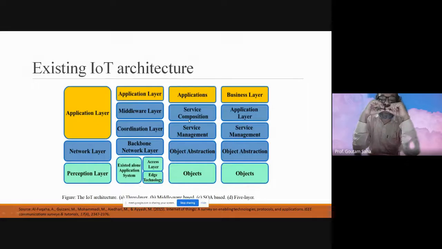Now, what is service composition? The problem of the IoT system is that the sensors can use different technologies. Some sensors can work on Wi-Fi, some are compatible with GSM, some with CDMA, and different sensors use different technologies. So you have to adapt the network heterogeneity, and you also have to adapt the data heterogeneity.